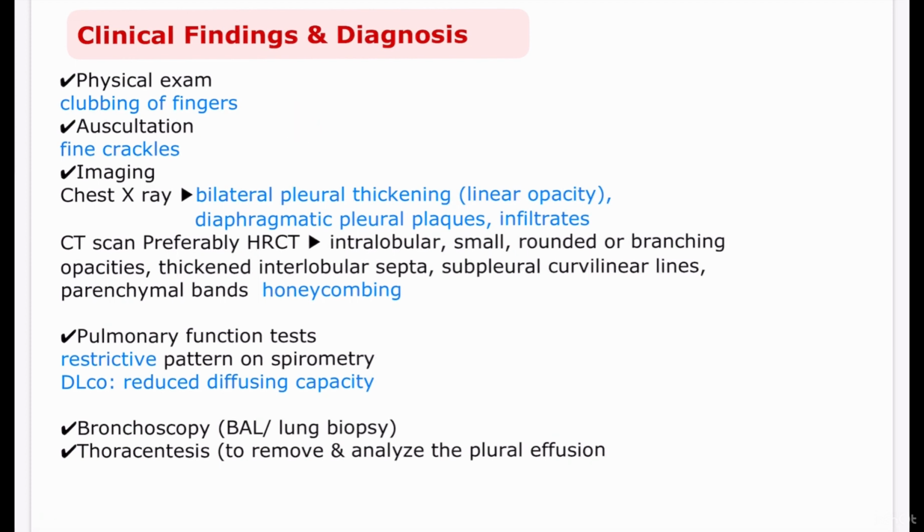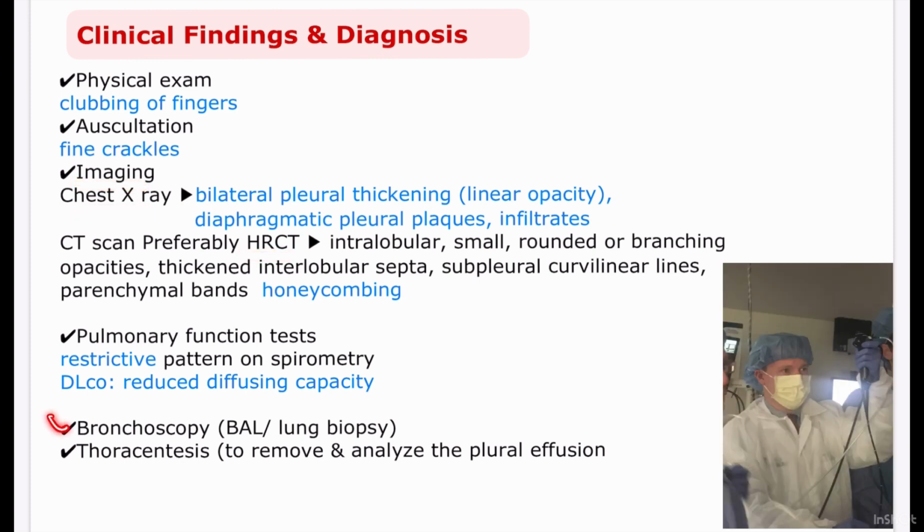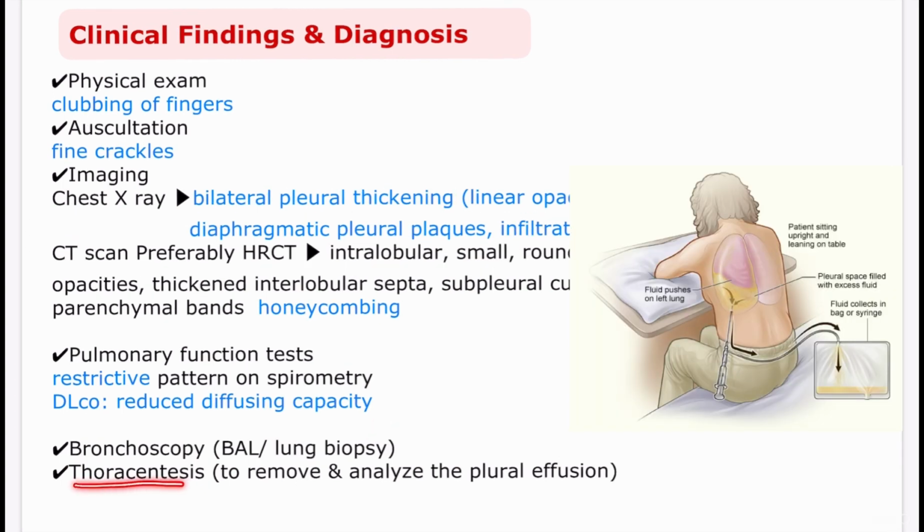The diagnosis of asbestosis is based on the clinical history of exposure to asbestos and imaging tests such as chest X-ray and high-resolution CT, and they only require lung biopsy for confirmation very rarely. Bronchoscopy is more invasive, so bronchoalveolar lavage and lung biopsy are rarely needed. If the patient has pleural effusions, you can also do thoracentesis to remove and analyze the pleural effusion.